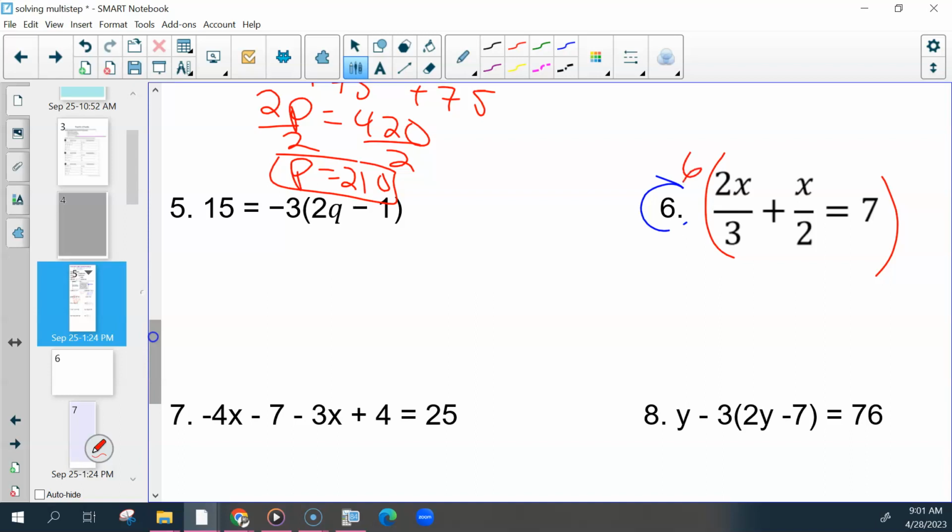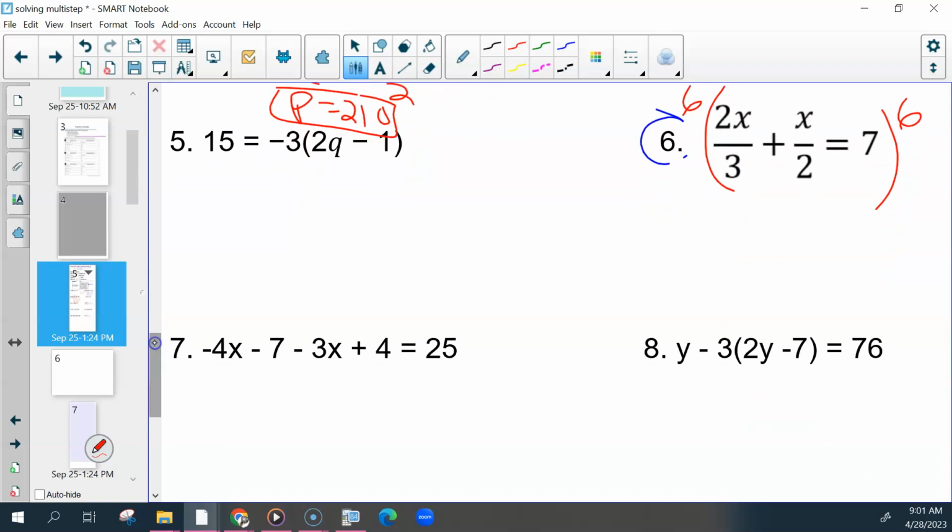If I multiplied everything by 6, really I'm distributing, so I'm going to do that first and then everything's going to simplify. This will become 12x over 3 plus 6x over 2 equals 42. So still fractions right now, but the 12 and the 3, the 6 and the 2 can simplify.